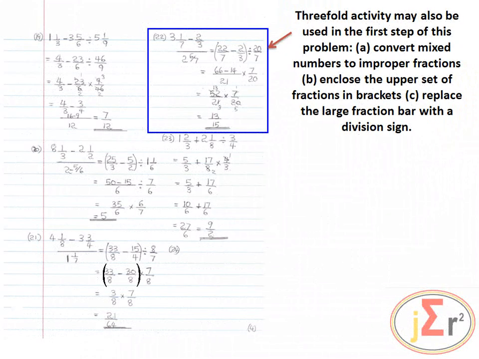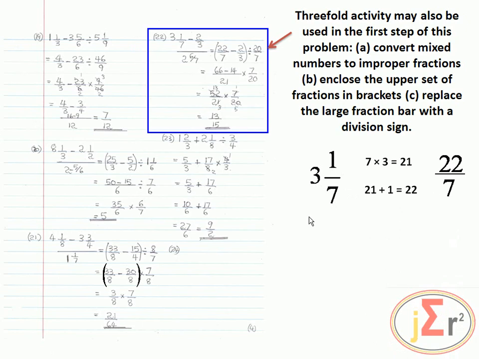Again, threefold activity may also be used in the first step of this problem, and we know that already. Converting mixed numbers to improper fractions, enclose the upper set of fractions in brackets, and replace the large fraction bar with a division sign. Seven threes, 21 plus 1 is 22 over 7. And we have 7 twos, 14. 14 plus 6 is 20.